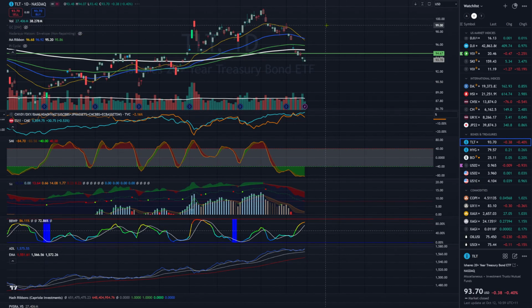Actually be surprised if treasuries don't jump here. It might come back down to 91.5, but I think they're going to jump pretty soon. There was a lot of volume traded through here.